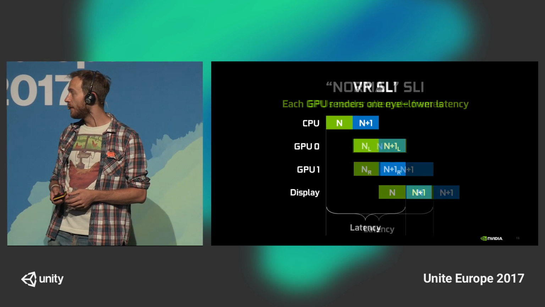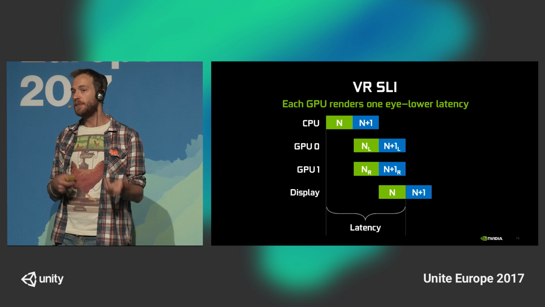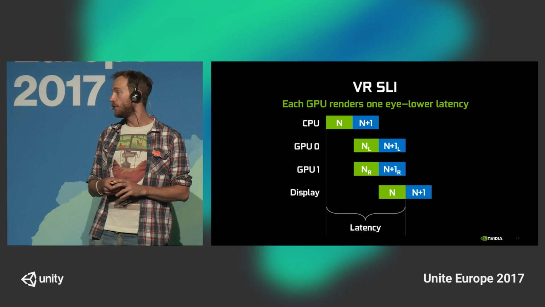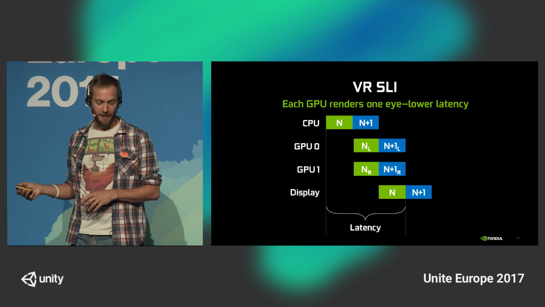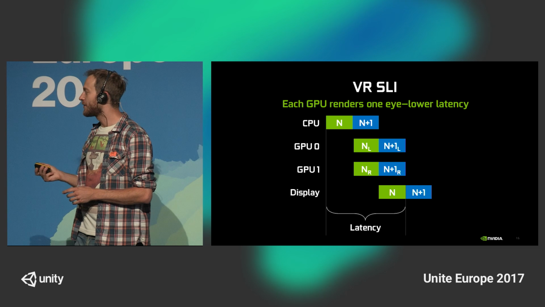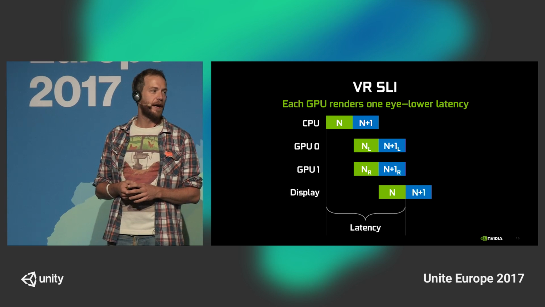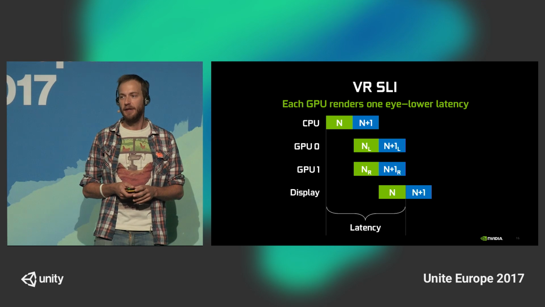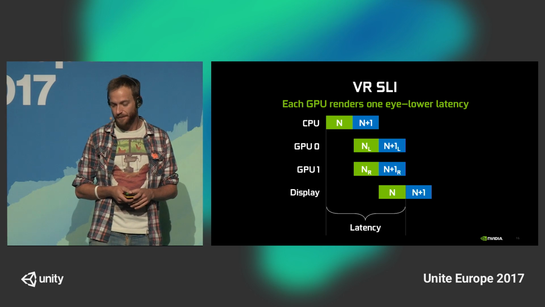As you can see here, and in the next slide, you can do a different thing where you're using the GPU 0 to render the left eye and the GPU 1 to render the right eye. And this actually saves on latency as well. And as I said before, latency is one of those things that you really want to keep low in your virtual reality experience.